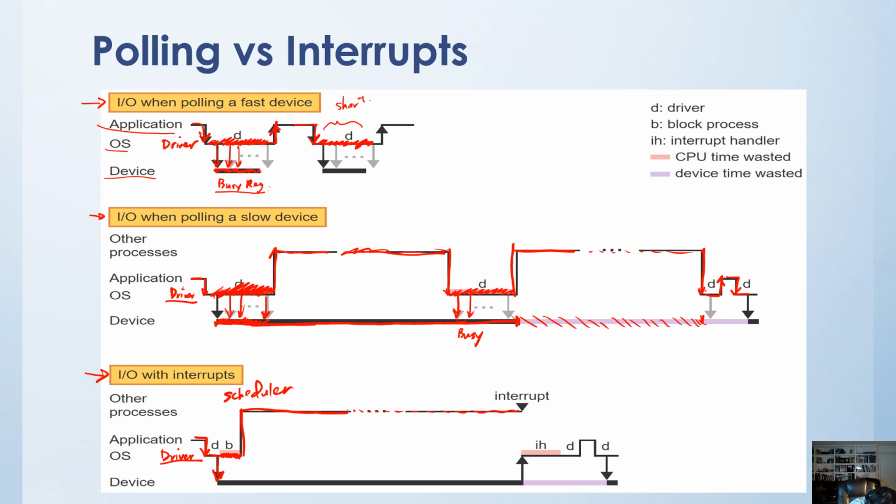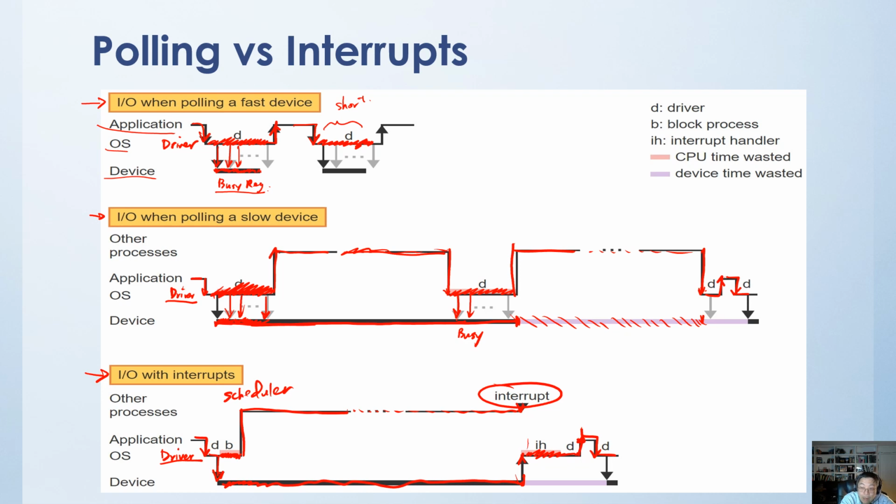Now the device keeps running until it completes its job and updates the status, changes the busy register to idle, and then issues the interrupt. The interrupt invokes the interrupt handler, which reactivates the driver. Then control returns to the application, so the application can issue the next I/O operation.